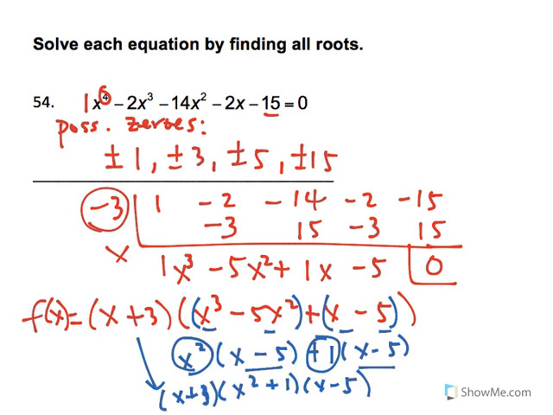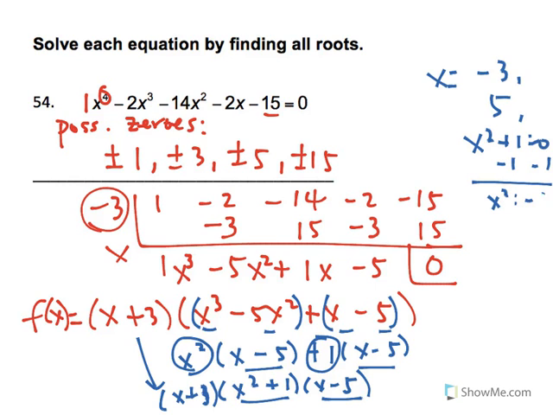And to get the roots, it will be x equals negative 3, the first one that we found. And then the second root that we found is x equals 5 from x minus 5. And from the last one, which is x squared plus 1, we can set that equal to 0 and solve. So minus 1 on both sides. So we have x squared equals negative 1. Taking the square root, we have x equals plus or minus i.